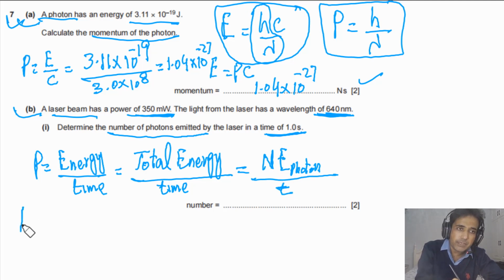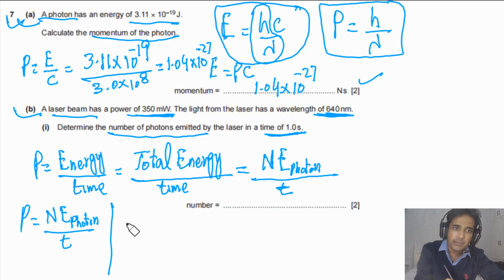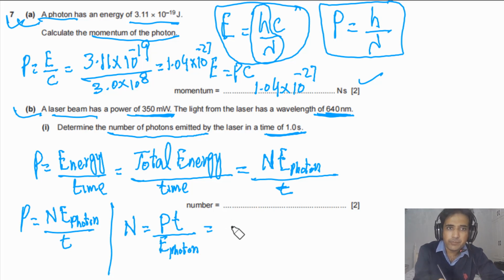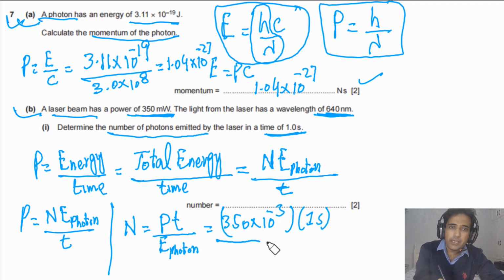So the value of P is given, so simply we can write here first of all P, this is equal to N times the energy of a single photon divided by time. So we need to find N. So N in this case simply will be equal to P t divided by the energy of a single photon. So what is the value of P? The value of P is 350 milliwatts, 10 to minus 3 watts, and the value of time is 1 second.